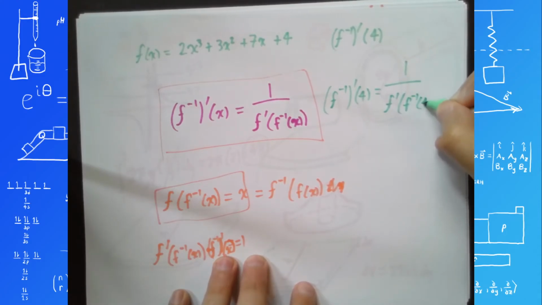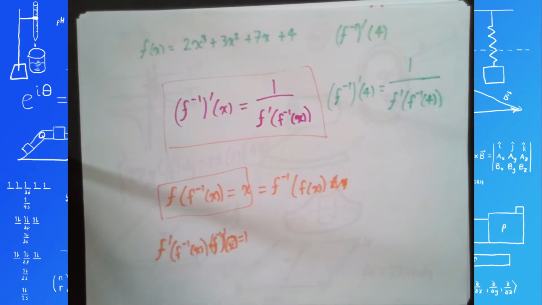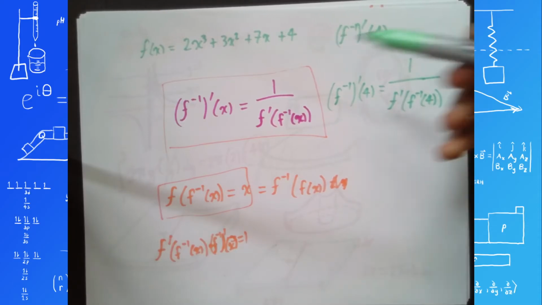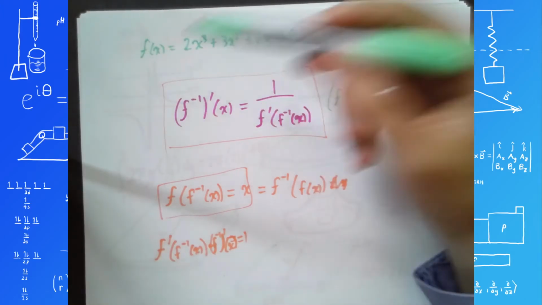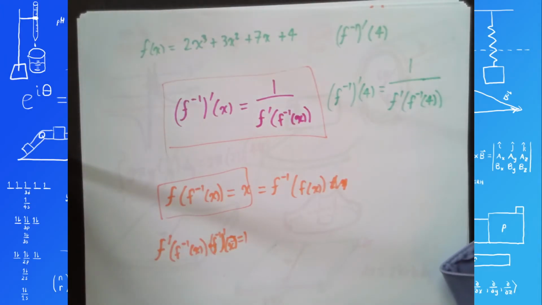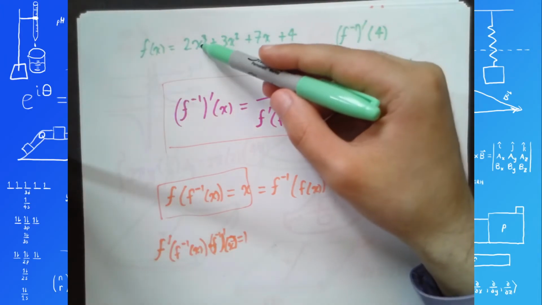You may not be able to find f inverse of x in general, but you might be able to easily calculate f inverse for specific values. It's pretty easy to figure out what f inverse of 4 is just by looking at this. What x do I have to plug in in order for f of x to be 4? I think you can tell it's 0.